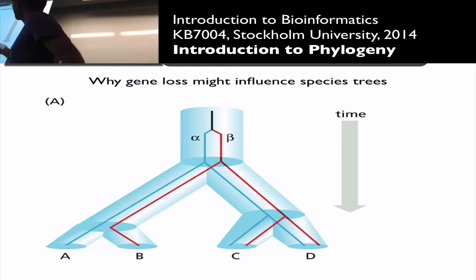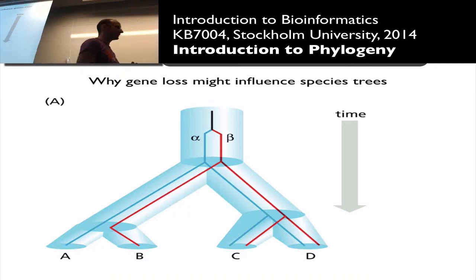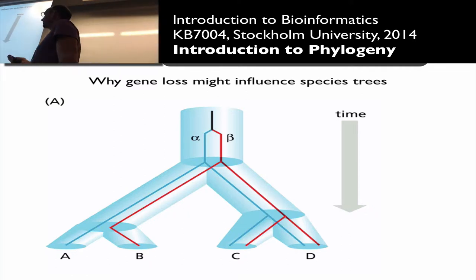So, a long time ago, there was a duplication that formed genes A and B, and then there was speciation, so you form two species. But then in one of the species, beta was lost, and in the other species, alpha was lost. So here, when this pair of A and B was formed, they only kept one copy of it, and in this one they kept the other copy.